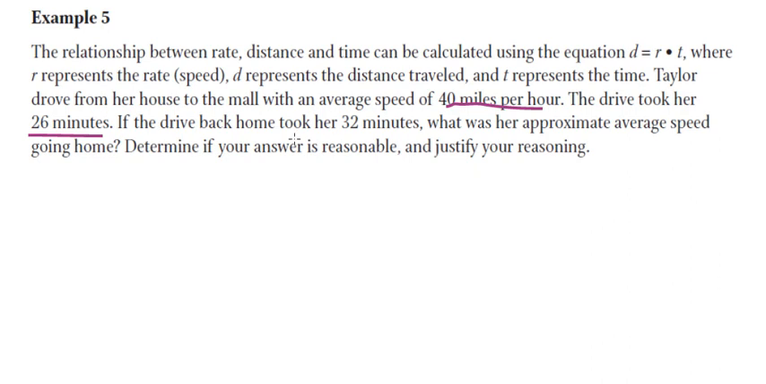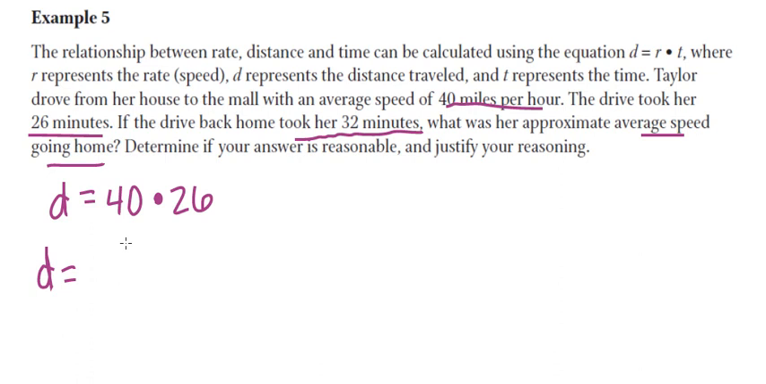Well, it says if the drive going back home took her 32 minutes, it wants to know what was the approximate average speed that she took to get home. Right now that might seem confusing, but what we might be forgetting is that for the first one, her distance is equal to her rate times her time. So it's going to be equal to her rate, which is 40 miles per hour, times her time, which is 26 minutes. For the second one, some distance took her 32 minutes, but we don't have a rate, but we know that the time is 32 minutes.